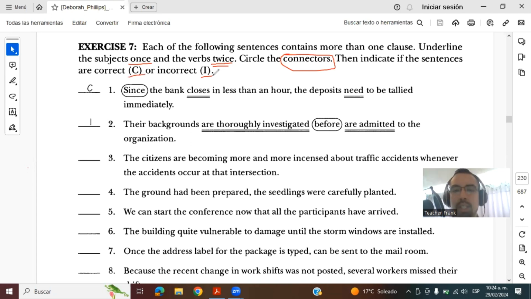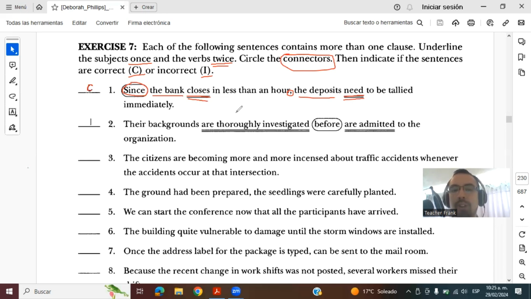Since the bank closes in less than an hour, the deposits need to be tallied immediately. So we have here closes, yes, which is my verb. Who or what closes? The bank. We have a comma here, correct? The deposits need to be tallied. Need is the second verb. Who or what needs? The deposits, right? And since is my connector, the structure and the order is correct. So yes, it's correct.